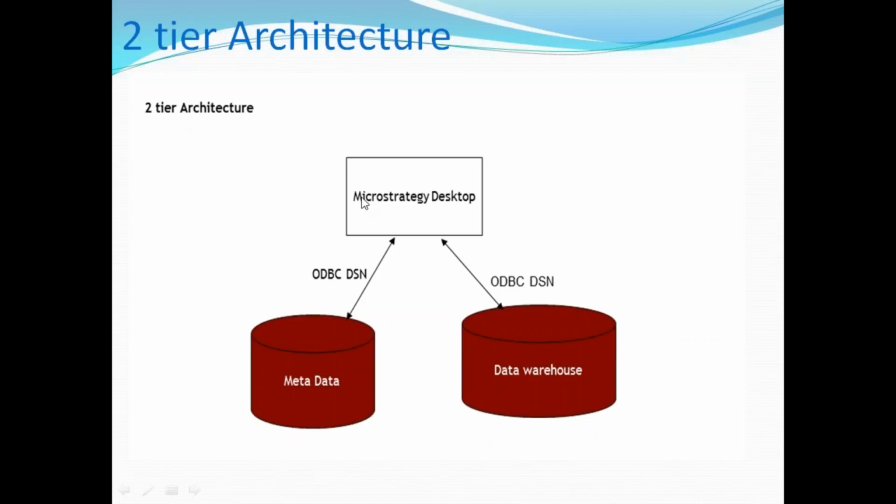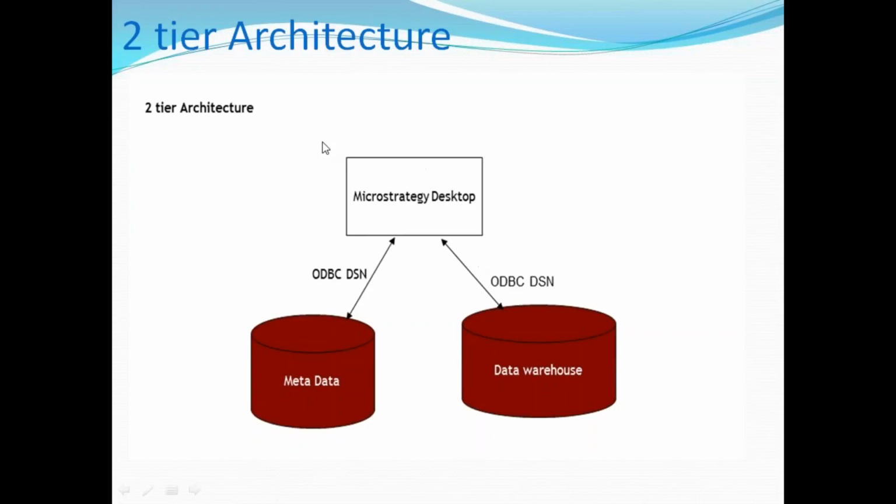So in two-tier, you'll have three components. Just remember: developer, metadata, data warehouse. So why the number two when I see three? Whenever you count the tiers, you exclude the data warehouse. Apart from the data warehouse, we have metadata and MicroStrategy desktop. Metadata is considered tier 1 and MicroStrategy desktop is considered tier 2. Hence we call this a two-tier architecture.